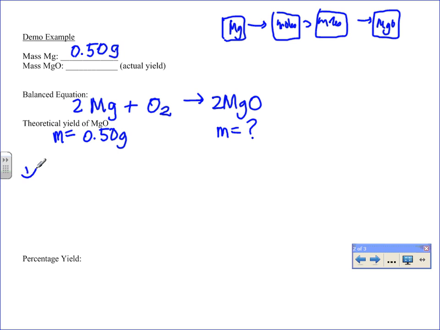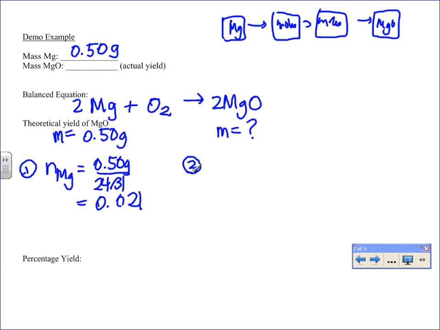So the first step in this reaction is to find the moles of magnesium, and we do that by dividing by the molar mass. So it's 0.5 grams divided by 24.31, which is the molar mass of magnesium, and we get 0.02 moles of magnesium. Now the ratio between the magnesium and the magnesium oxide is 1 to 1, so the moles of magnesium oxide is equal to the moles of magnesium.